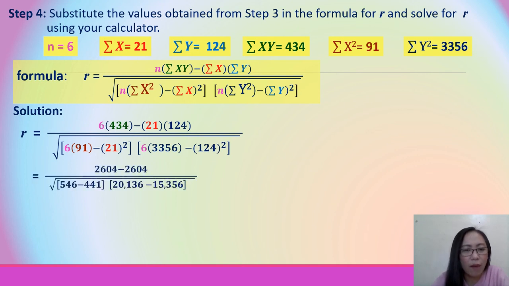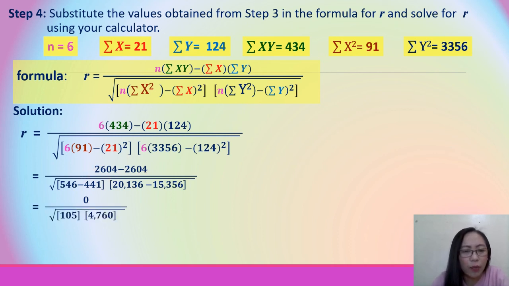Applying the mathematical operations, we have 6 times 434, 2,604, minus 21 times 124 is 2,604. All over, we have 6 times 91, 546. 21 squared is 441. We copy the sign there. And then 6 times 3,356, 20,136, minus 124 squared, that's 15,376. If you notice, if we apply our operations here, the numerator becomes 0 already.